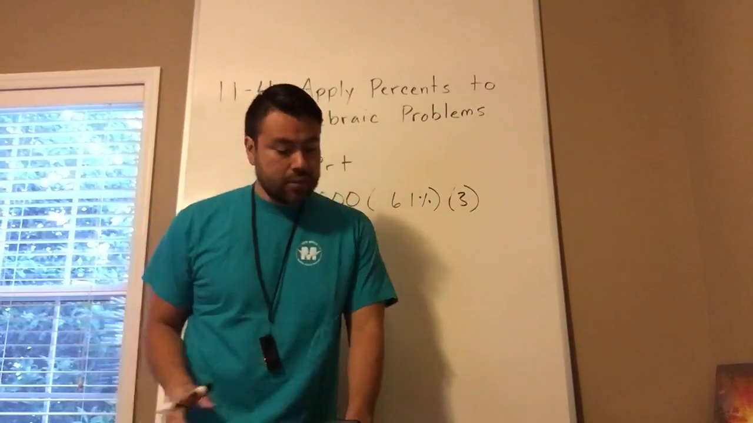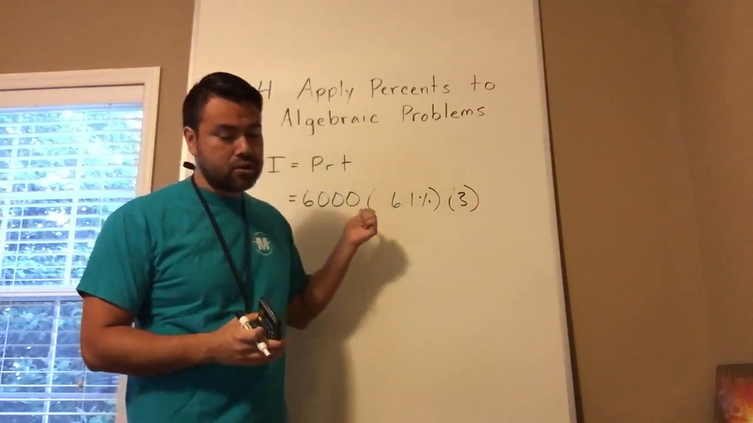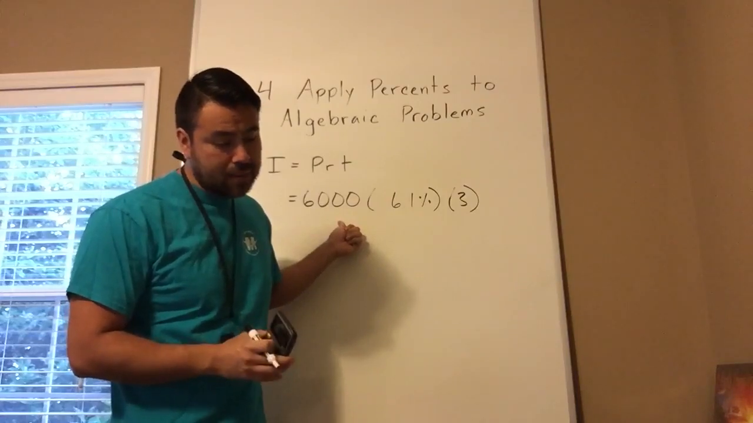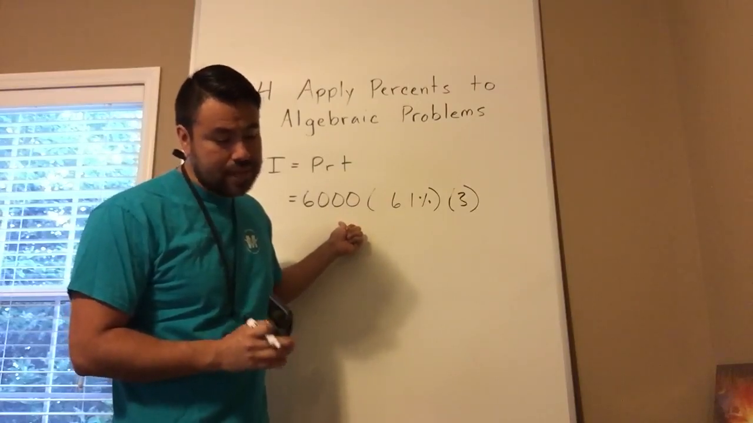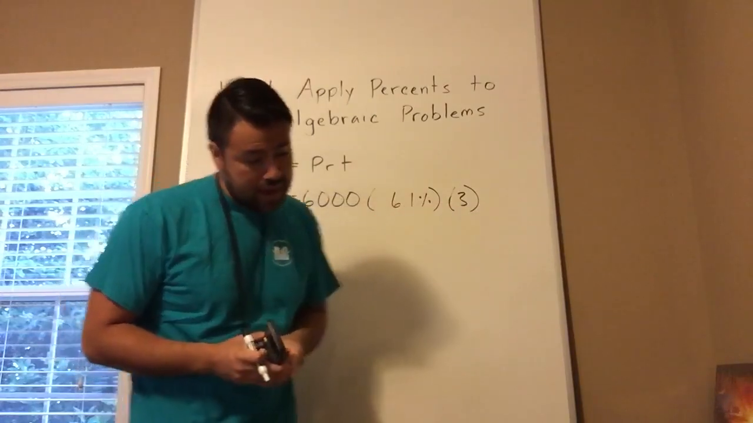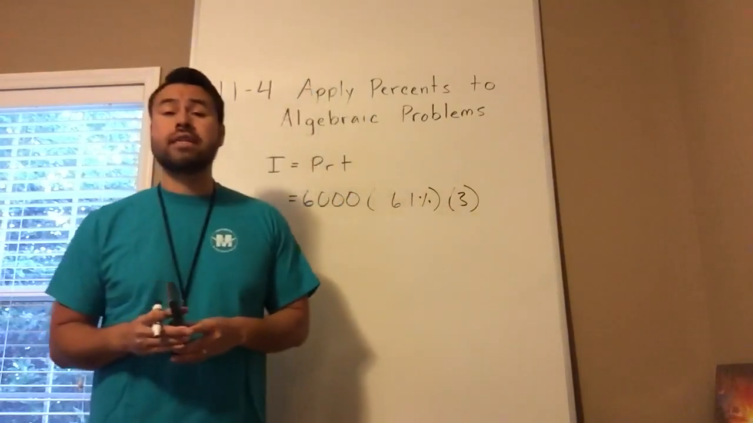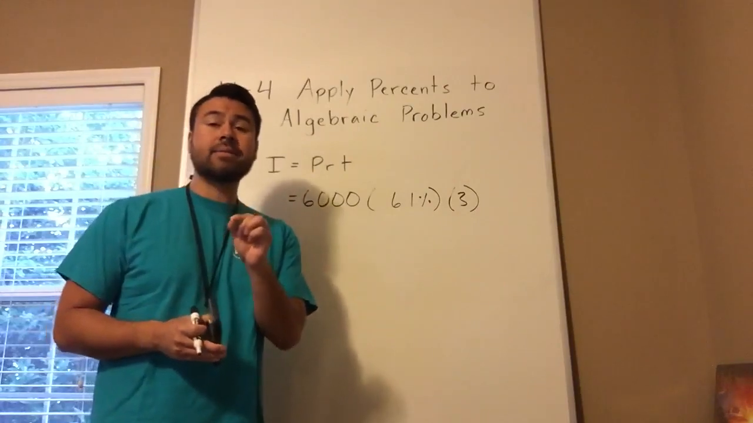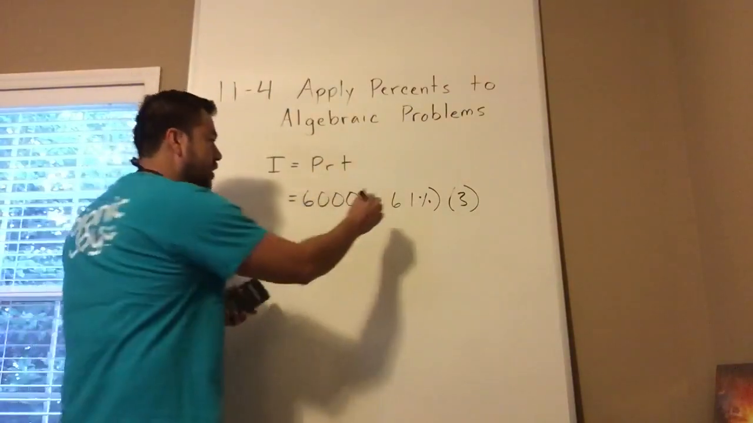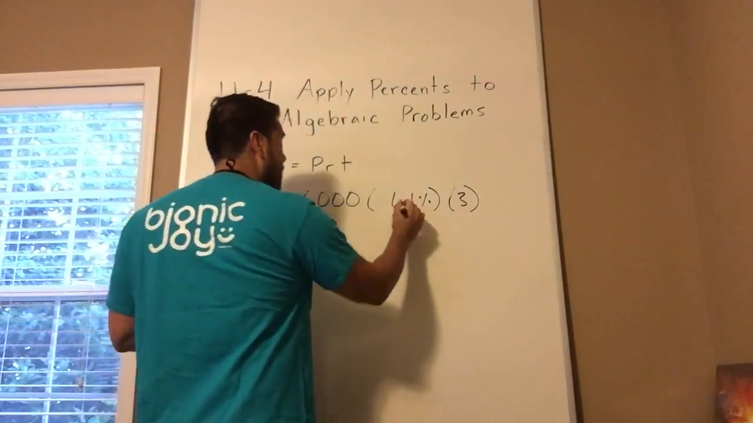It says he was charged 6.1% simple interest on a loan of $6,000. He paid the money plus interest after 3 years. Okay, how much did he pay altogether? So it's not asking me just for interest, it's asking for altogether. Okay, let's figure this out right here. Let's figure out the interest.